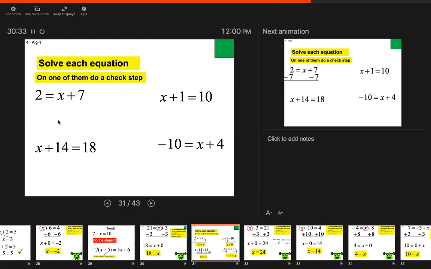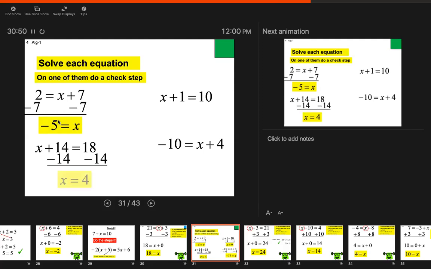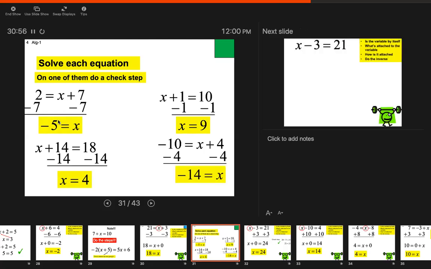All right. Here we go. First one. Who's got the answer? X equals, what do you got, Sierra? -5. If we subtract 7 from both sides, 2 minus 7 is not 5. It's -5. All right, bottom one. What do we got? X equals 4. Very good. Top right. X equals 9. Bottom. -14.